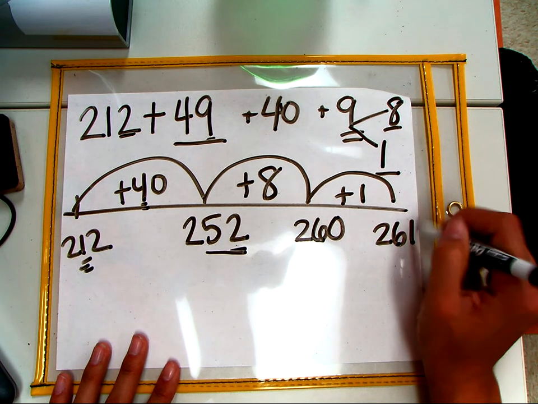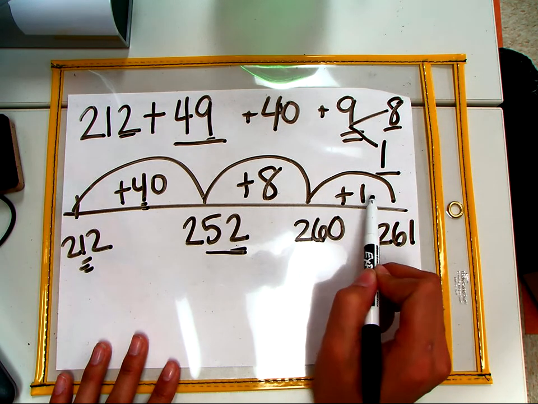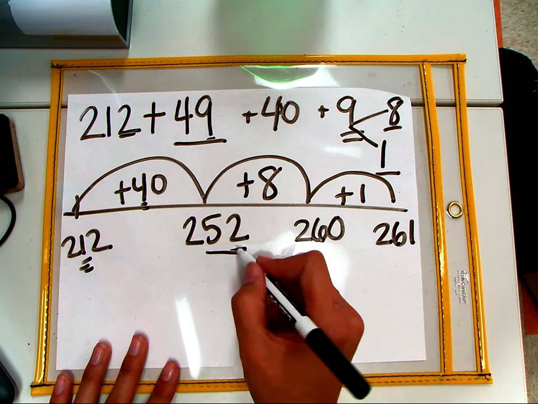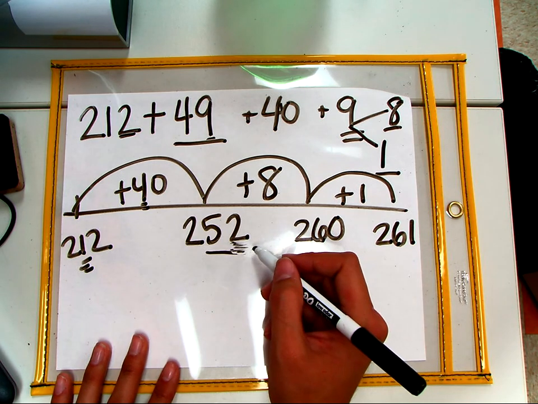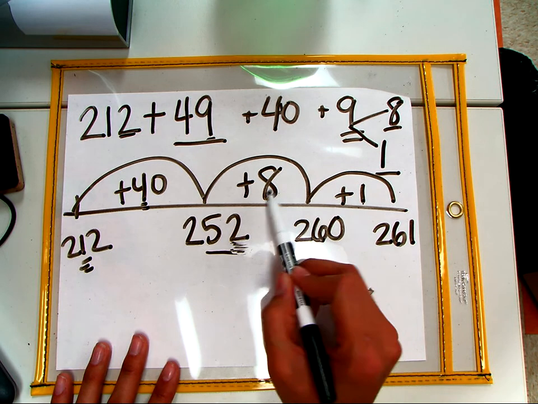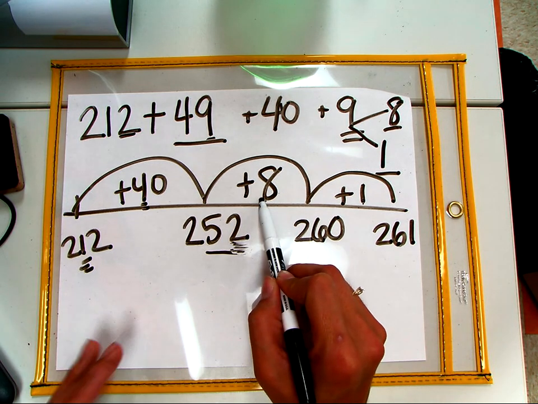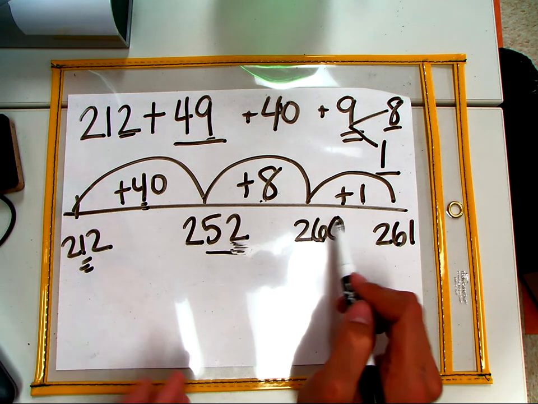261. So I'm just breaking the 9 into 8 and 1 because this number and 9 would have made a 2-digit number, just like regrouping with addition. So they can just break that into 2 smaller parts, and that will help them keep their numbers correct and then keep the number line moving.